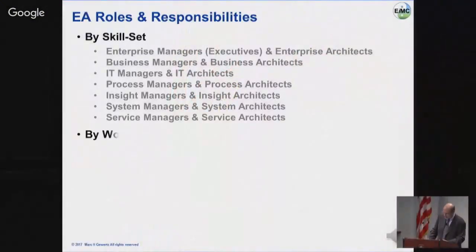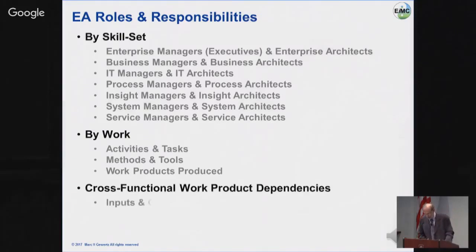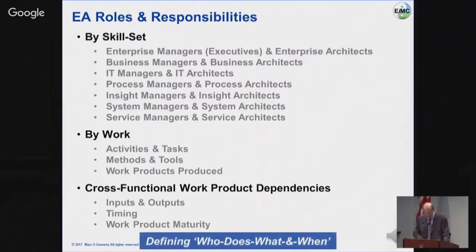To improve communication and understanding of EA, roles and responsibilities must be differentiated by skill set, broken down by work and things needed and produced. And cross-functional dependencies must be known, understood, and communicated in terms of what is used and produced, when things are needed, and their expected state at the time of need.